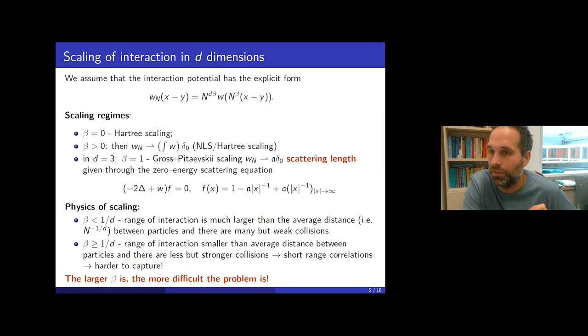Now, you know very well what the scattering length is, but the way we define it, to put our hand on it, is through the zero energy scattering equation. So this is the two body problem in the relative variables. When you write it out, it's the zero energy scattering equation, so you have a zero on the right hand side. W is the unscaled interaction. And we know that there is an asymptotic solution to this equation of the form 1 minus a divided by |x|, this is in three dimensions, plus errors. And this a that appears in the term a over |x|, this is what we call the scattering length. So this is actually universal.